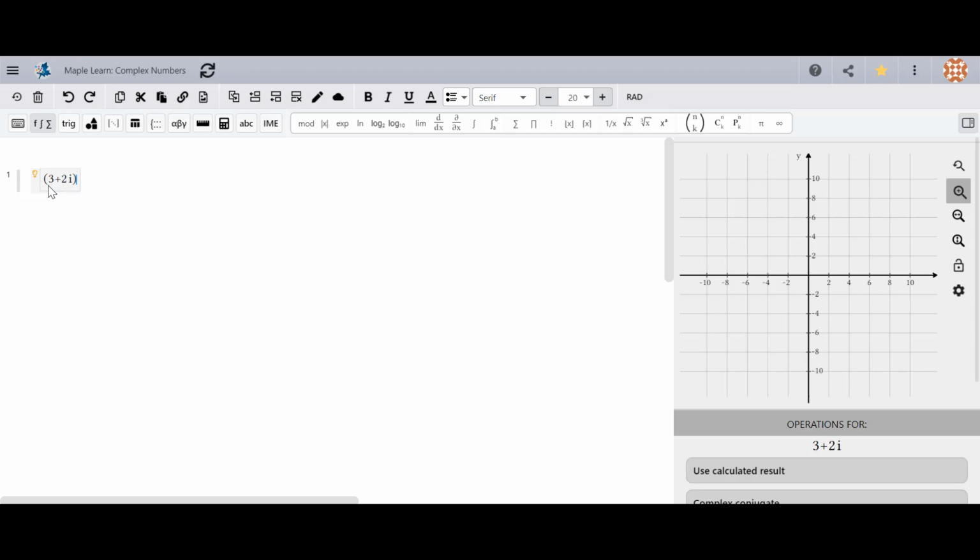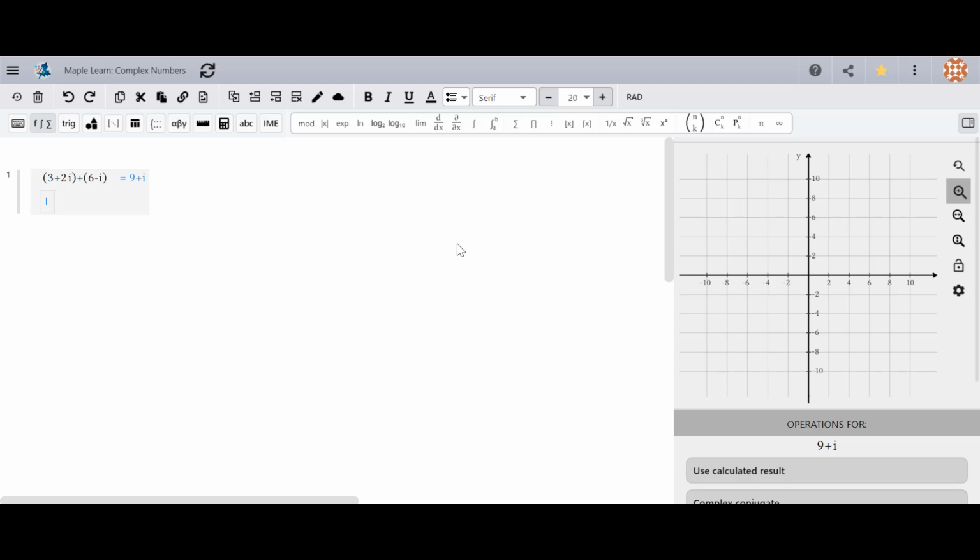MapleLearn supports calculations using complex numbers, where i equals the square root of negative 1, with i as the imaginary number. You can multiply, divide, add, subtract, or perform any other calculations with complex numbers.